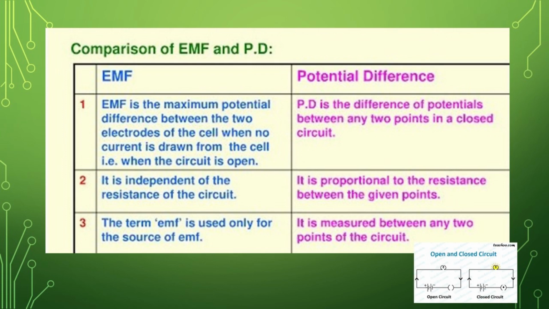Second one, EMF is independent of the resistance of the circuit. Potential difference is proportional to the resistance between the given points. The term EMF is used only for the source of EMF. Potential difference is measured between any 2 points of the circuit.